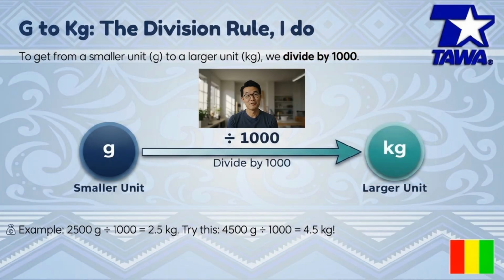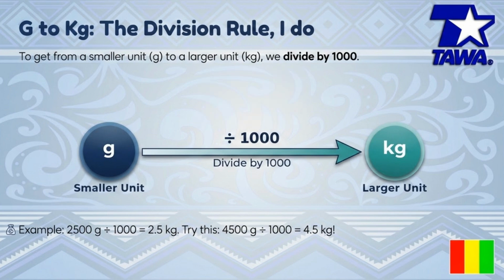G to kilogram, the division rule. To go from a smaller unit, g, to a larger unit, kilogram, we divide by 1,000. For example, 2,500 grams divided by 1,000 is 2.5 kilogram.